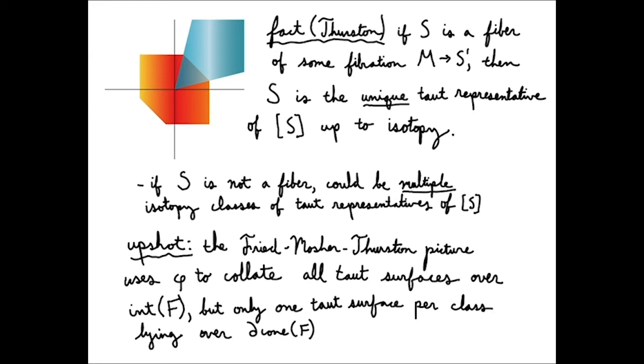So what's the point? The point is that this picture of Fried, Mosher, and Thurston uses this flow phi to organize all the taut surfaces over the interior of the face, right? Because cross-sections are unique up to isotopy. But it only captures only one isotopy class of surface per class on the boundary of the cone. So there are potentially some taut surfaces in the 3-manifold that this picture is not capturing.